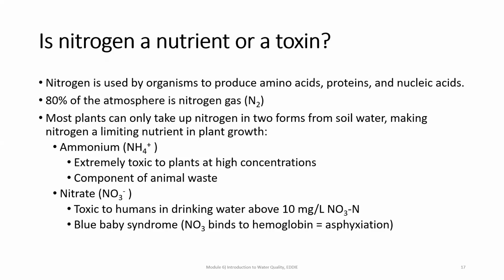Nitrates can be toxic to humans if you drink water that has above 10 milligrams per liter, or 10 ppm, level of nitrates in it. Blue baby syndrome occurs in children when nitrogen actually binds to hemoglobin, and it causes asphyxiation, which basically means they can't breathe. So in some cases, while nitrogen is super important for plant growth, it can also be really toxic.